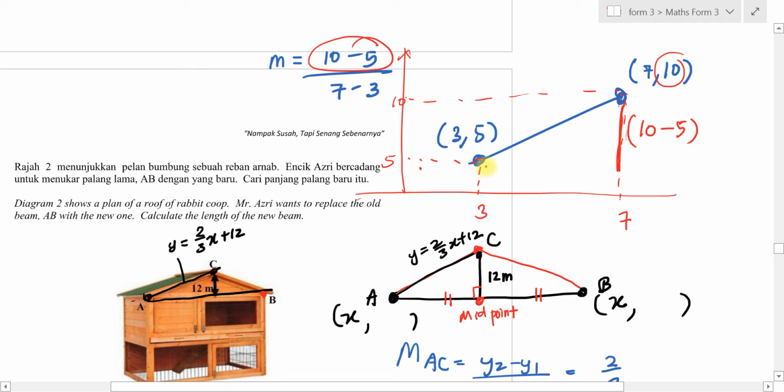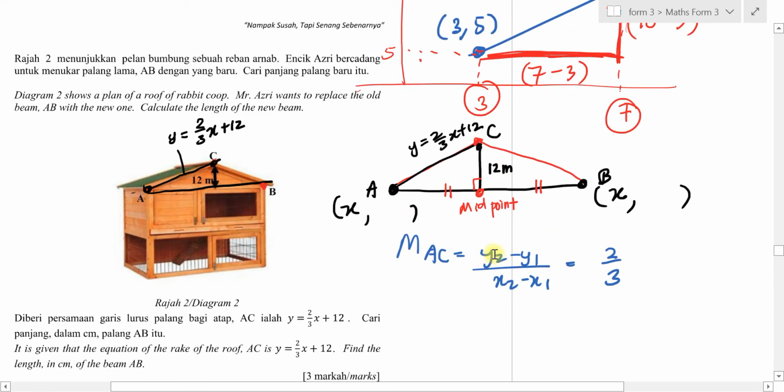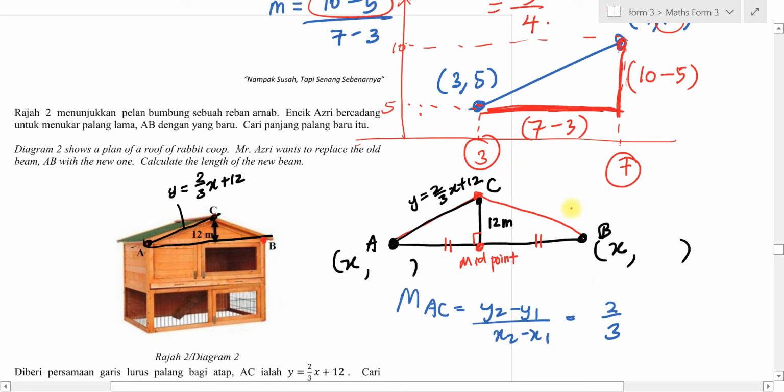10 minus 5, then let's say this one is 3 and 7, 7 minus 3, and then the answer we get is 5 over 4. The same thing here. So y2 minus y1, this is your y. This 12 meter is actually y2 minus y1, which gives you the ratio 2.